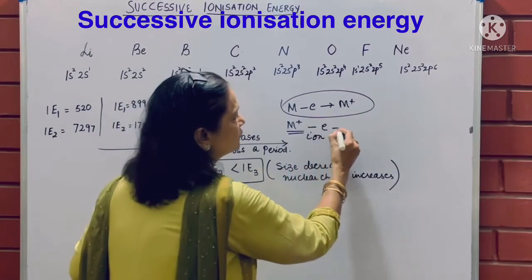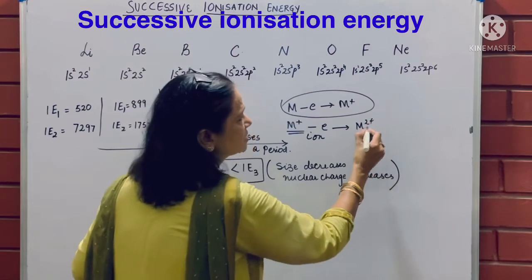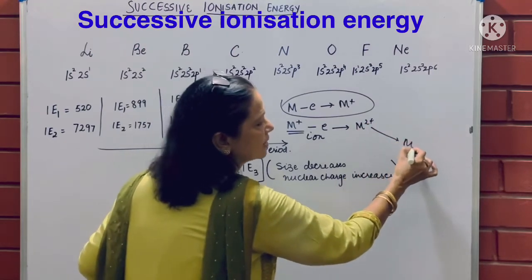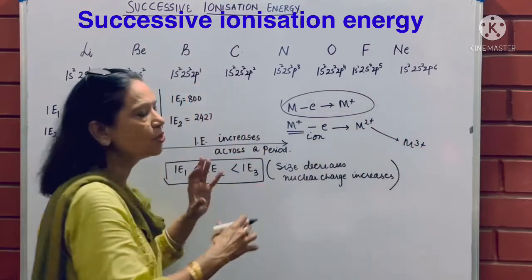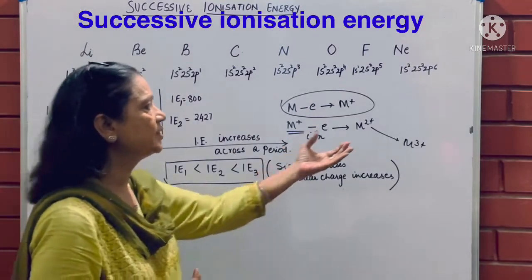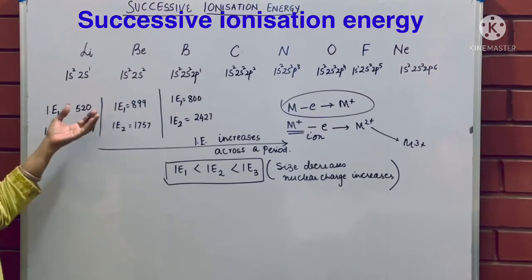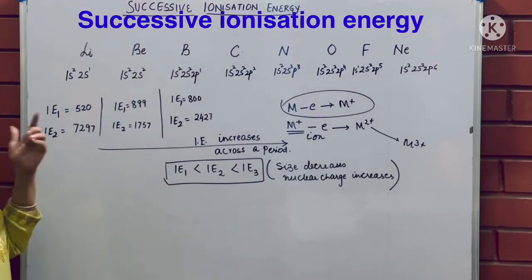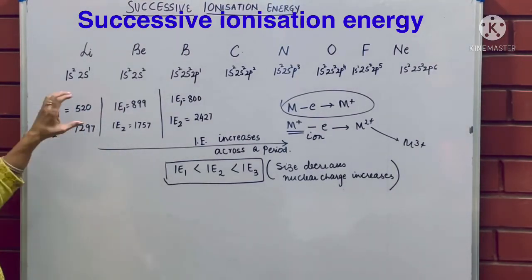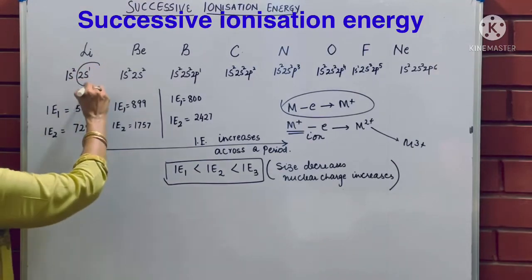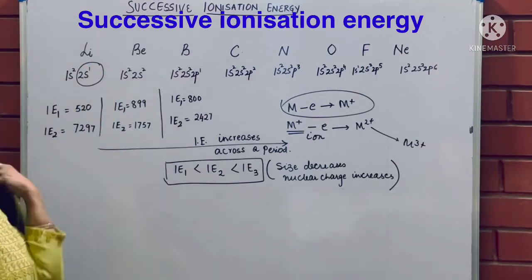So minus electron, it will become M2 positive. Further electron lost will become M3 positive. So more and more energy will be required when the ion has been formed. So see here, the first ionization energy of lithium was 520, which was very low because I can remove an electron from here very easily.